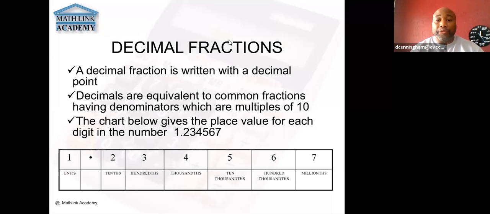Decimals or decimal fractions. A fractional decimal is written with a decimal point. Decimals are equivalent to common fractions, having denominators which are multiples of 10. The chart below gives the place values for each digit in the number. So the number we have is 1.23456.7. Very unique number.